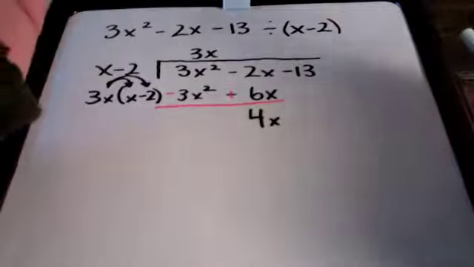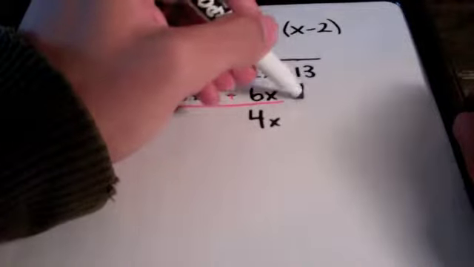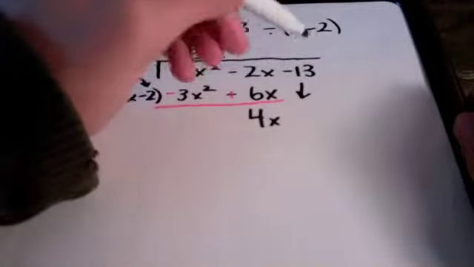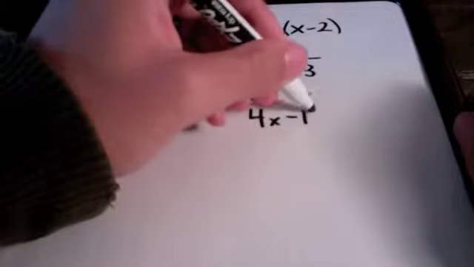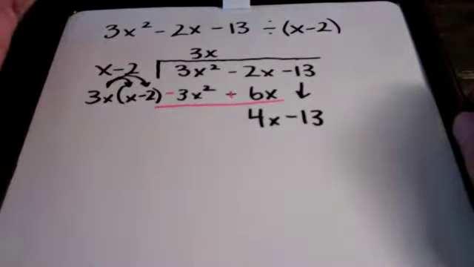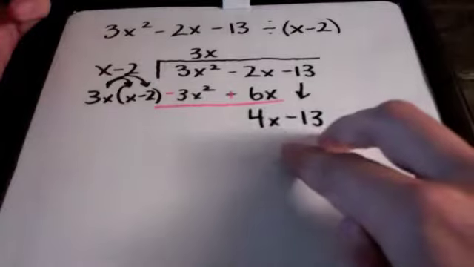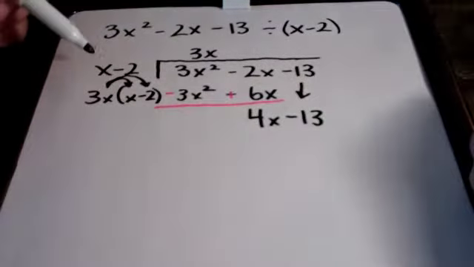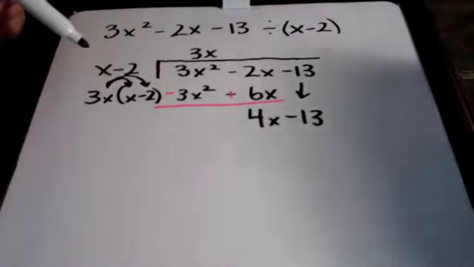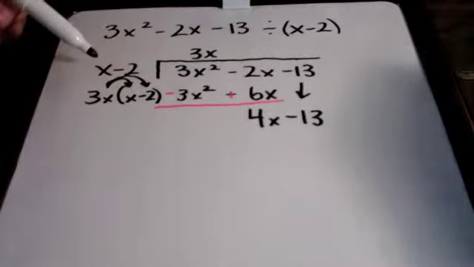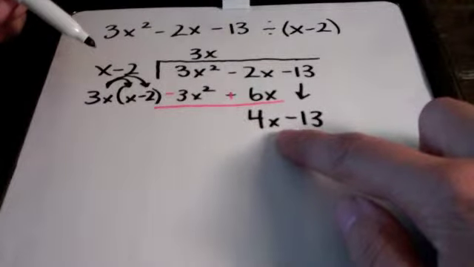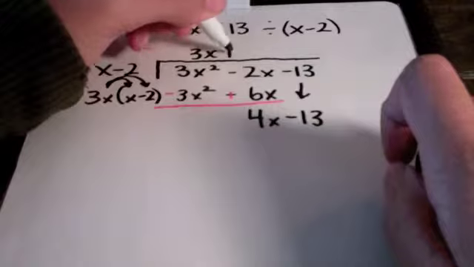And just like in regular division, we take our next term and bring it down, including its sign, so this is minus 13. And now when we have two pieces again, we move back over here and we see what can we multiply by x to give us 4x. So in this case it's going to be a positive 4.